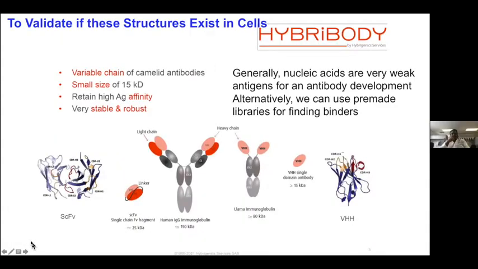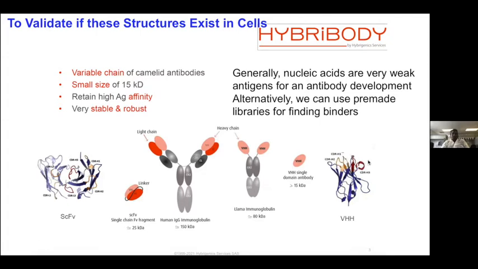Now the next step was to see if this duplex exists in cell. In order to do that, we wanted to develop antibody specific to that particular sequence. And in antibodies, we can have different types of antibodies. What we went for is this VHH, which are called nanobodies. These are grown in very exotic animals such as camels, llamas, and sharks. You might have heard of them because of COVID-19.